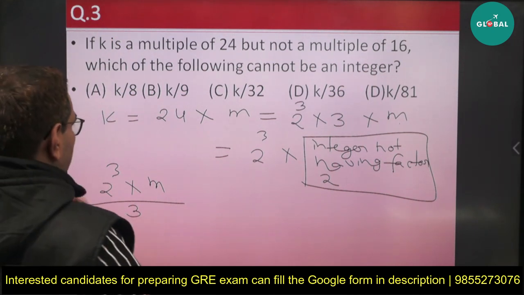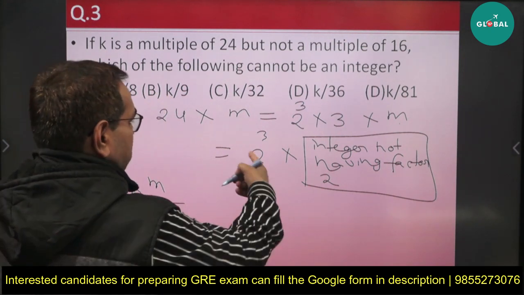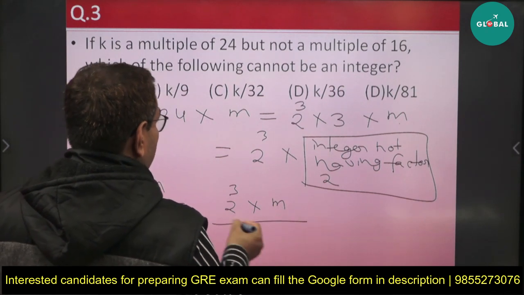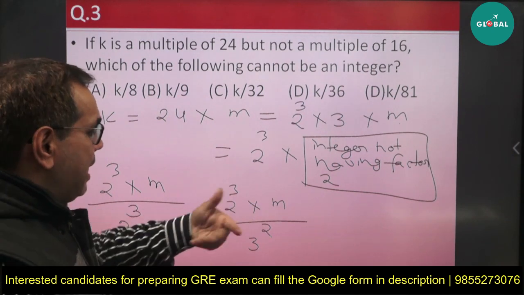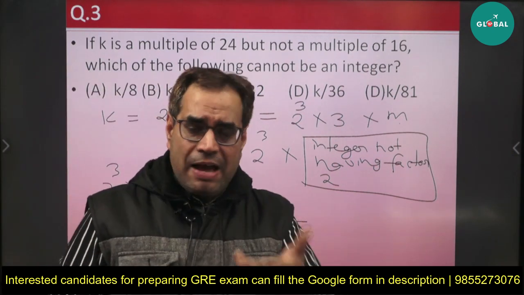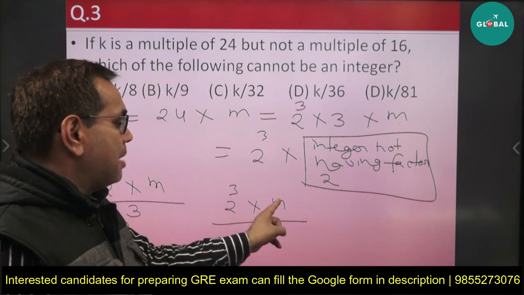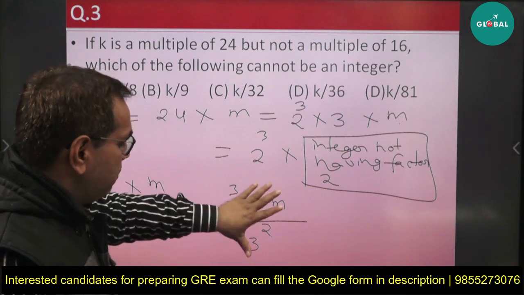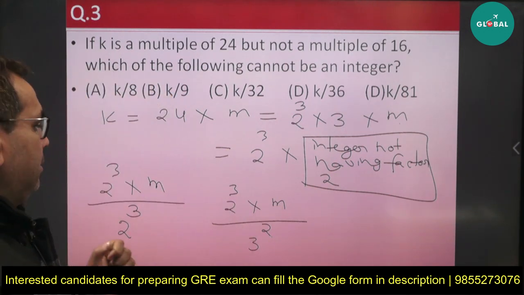Now, if we take this option, K upon 9, right? So we have 2 raised to the power 3 into m upon 9. 9 means 3 square. So this m may have power of 3. It may have factor 3. So if it is having 3 raised to the power 2 or 3, 4, anything, this will be cancelled. So this will become an integer. So this can be made an integer, right?